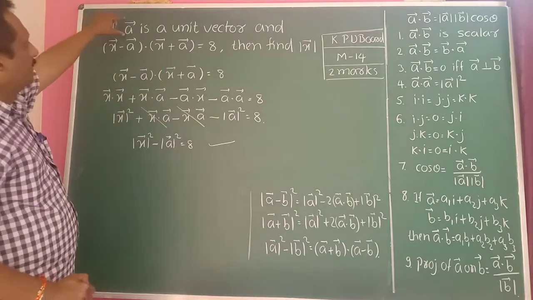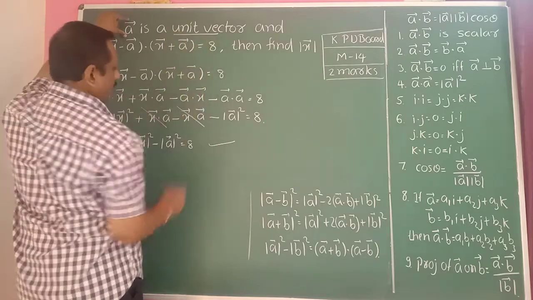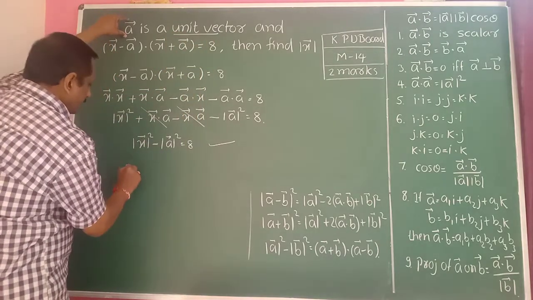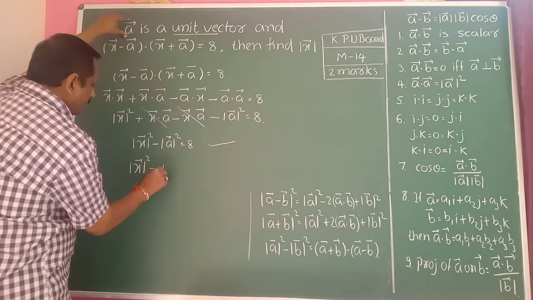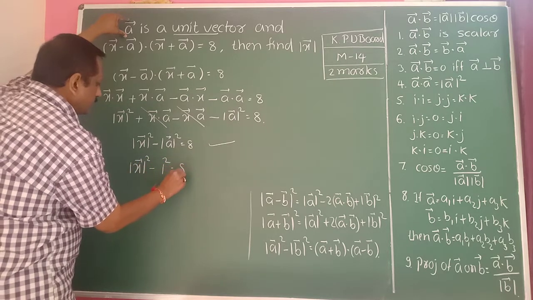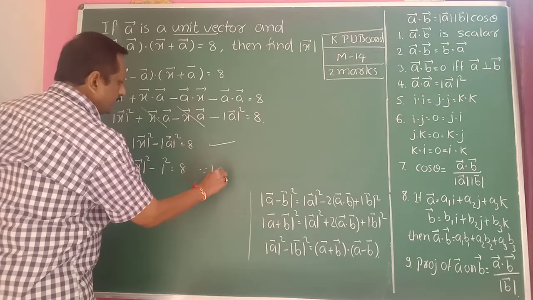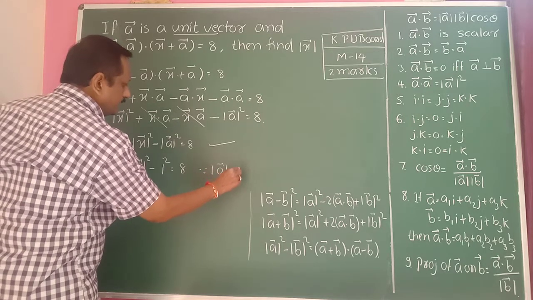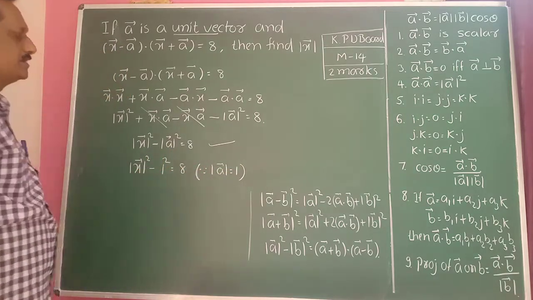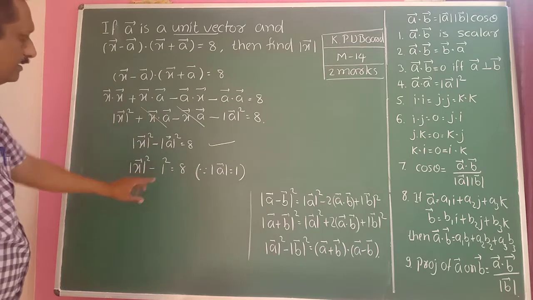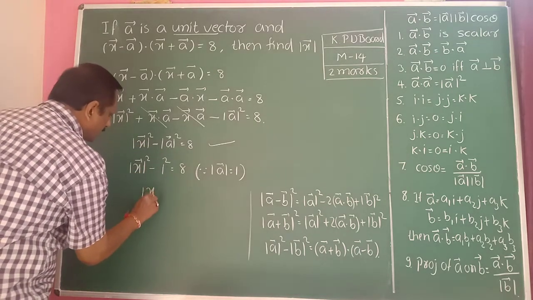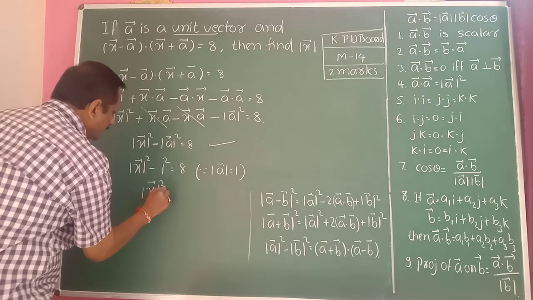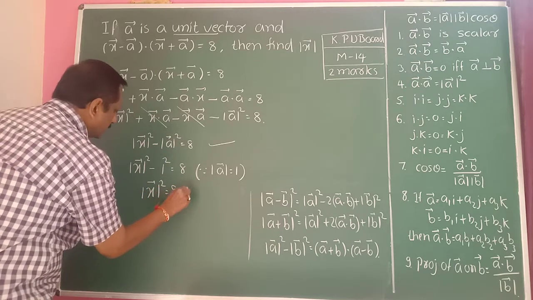Next, they have given a bar is a unit vector here. Okay, so its value is 1. Modulus of x bar square minus 1 square is equal to 8, because they have already given it is a unit vector, so its modulus is 1. So write 1 here. 1 square is 1; take 1 to the right hand side. So modulus of x bar square is equal to 8 plus 1.